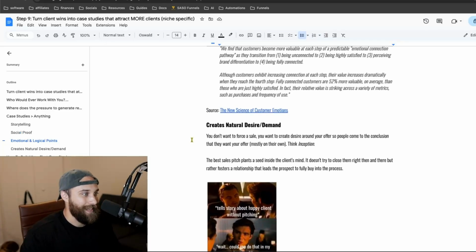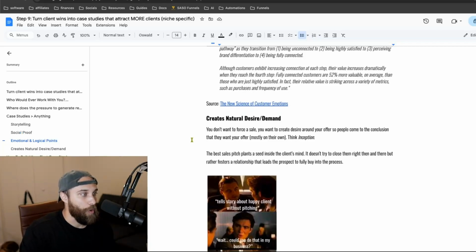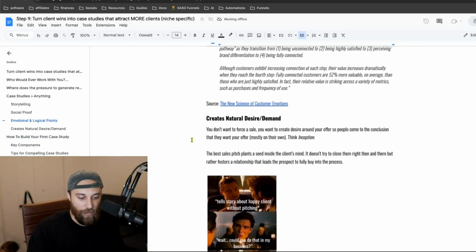Next, we want to create natural desire and demand. So you don't want to force a sale. If you force a sale, the client goes in there thinking either A, I want this to fail, or B, they're just bracing for a hit the whole time. Even when the wins come, they're just waiting for the other shoe to drop, right?